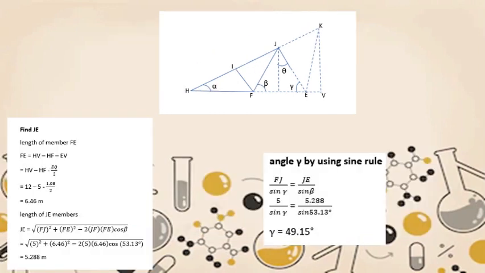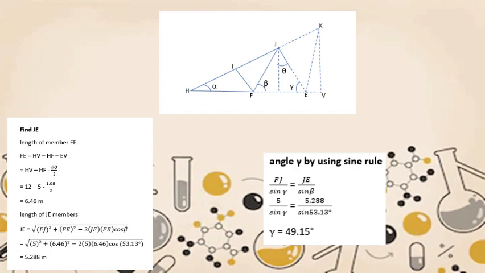We need to find the length of JE member. Firstly, we need to look at the length of FE member, where FE member is equal to HV minus HF minus EV, where EV is equal to EQ over 2. And the length of FE that we will obtain is 6.46 meter.